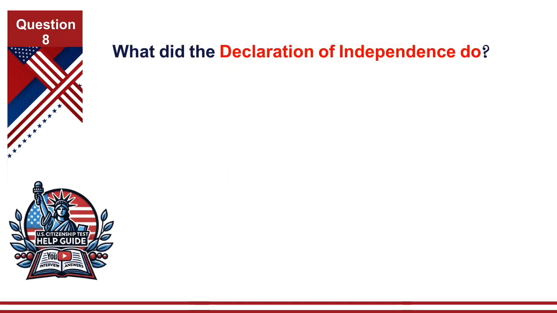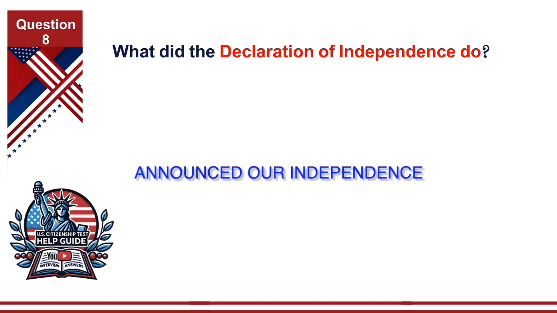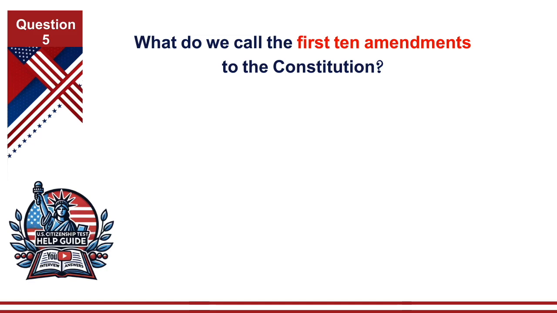What did the Declaration of Independence do? Announced our independence from Great Britain. What do we call the first 10 amendments to the Constitution? The Bill of Rights.